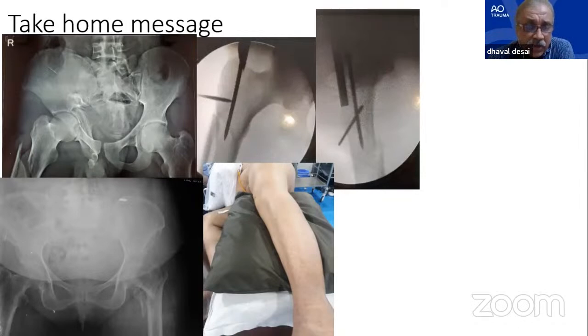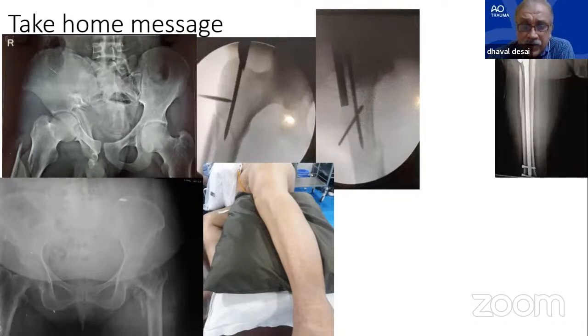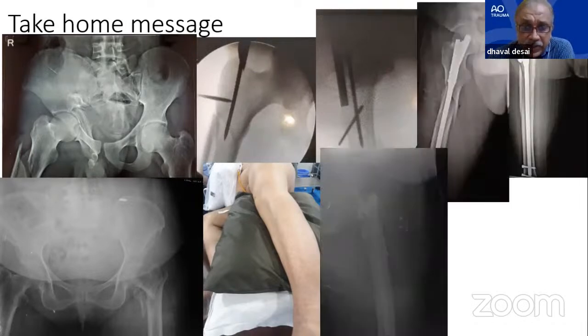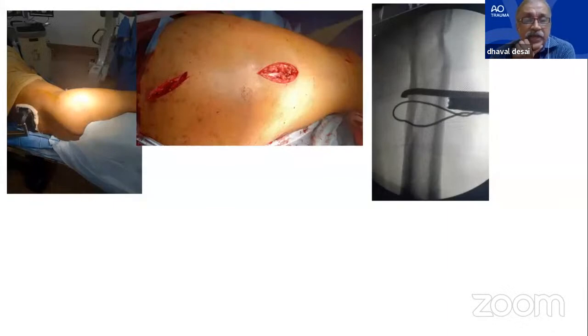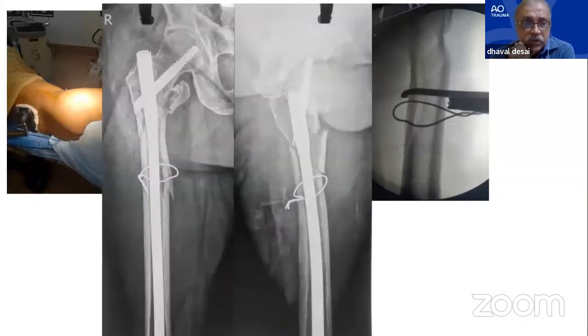But reduction, entry, and I think then finally performing the nailing are the key outcome measures. Okay. Right. So finally, that complex subtrochanteric fracture reduced in lateral position, nailed, and now being mobilized.